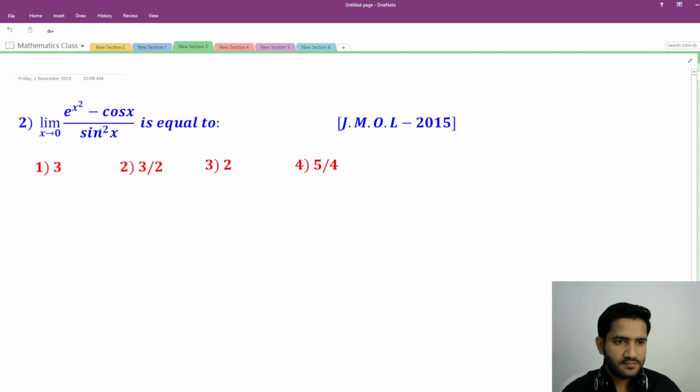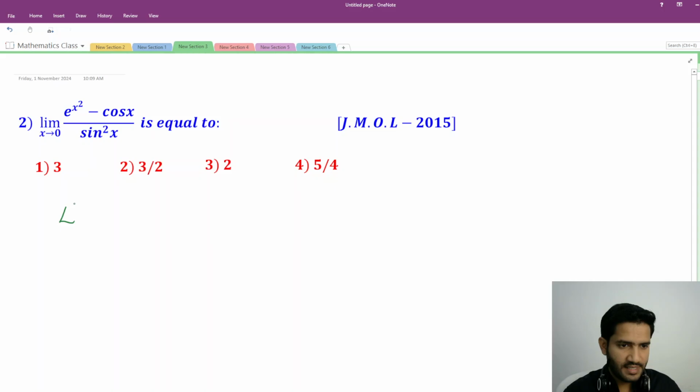We want to find the value of the limit as x tends to 0 of (e raised to x square minus cos x) by sine square x. We can solve this type of question using L'Hopital's rule too, although you cannot use it for grade 11, because in school exams we want descriptive answers. But we can actually use L'Hopital.